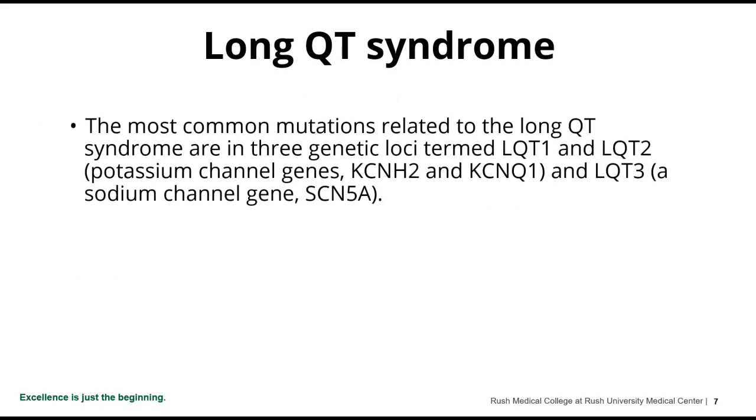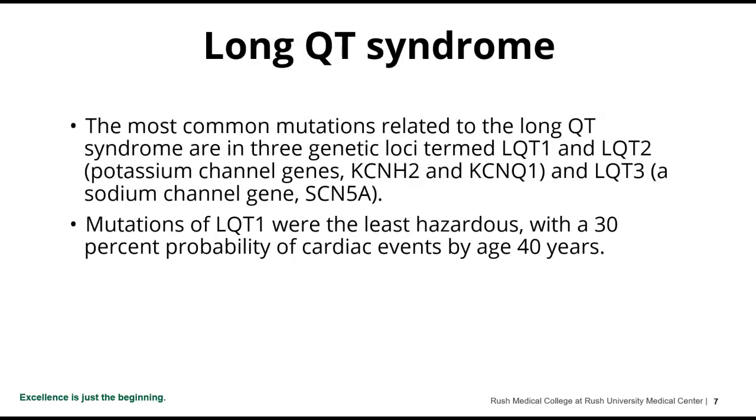The most common mutations related to long QT have to do with three gene loci. And we've started naming things better. So LQT1, long QT, the first gene that we found, long QT2, the second gene we found, and long QT3, the third. LQT1 and LQT2 are also known as the genes KCNQ1 or KCNH2, and these are potassium channels. And then LQT3 is caused by a sodium channel, SCN5A. Mutations of the LQT1 are the least hazardous, with a 30% probability of a cardiac event by age 40.